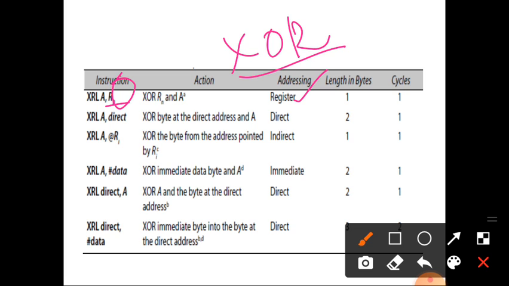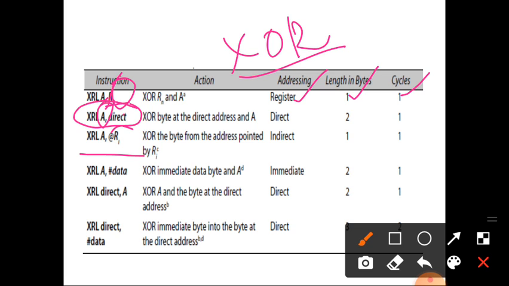This addressing mode is register addressing mode, and the length is 1 byte. How many cycles to complete the operation? Only one cycle is required. So next one is XRL A comma direct. Direct means the byte at this direct address is XORed with the accumulator content, and the result will be stored in the accumulator. XRL A comma @Ri.